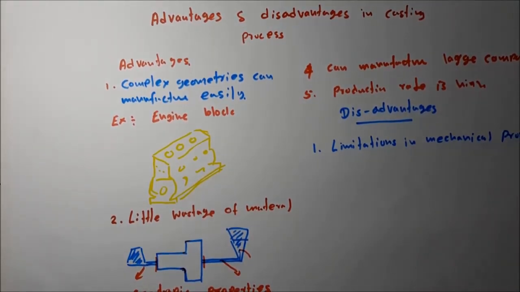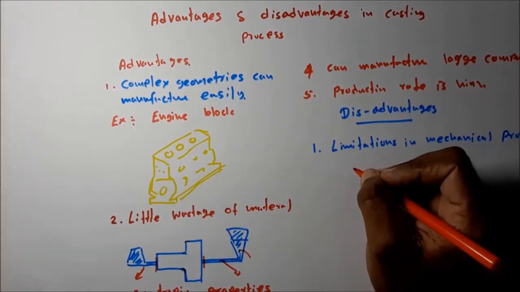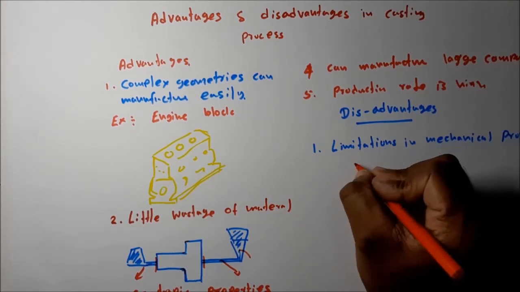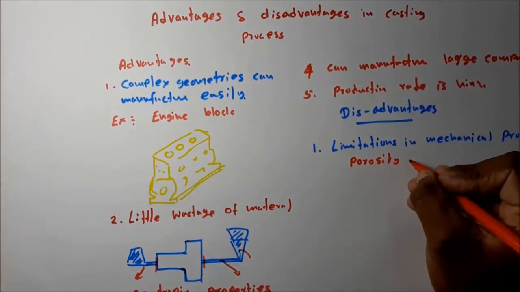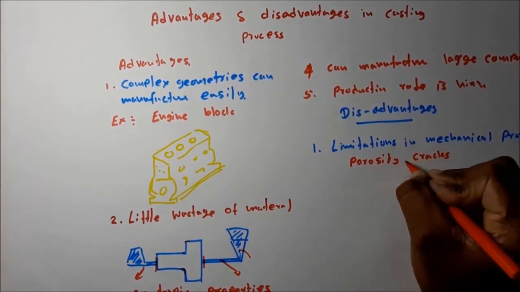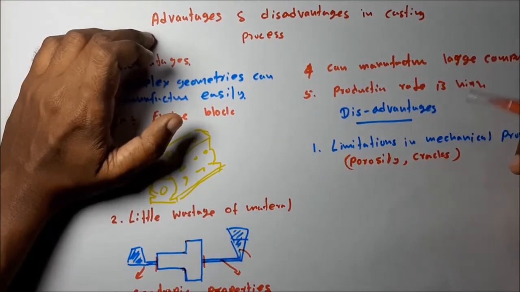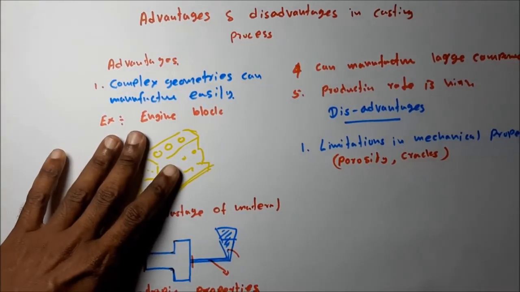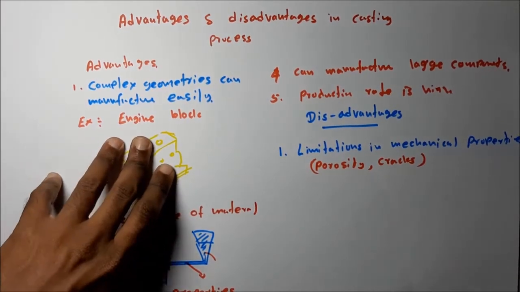Limitations in mechanical properties means the expected strength and toughness. In some situations we can't obtain these mechanical properties in metal casting operations, because of porosity and thermal cracks. In metal casting operations we can't totally avoid the presence of porosity and thermal cracks.